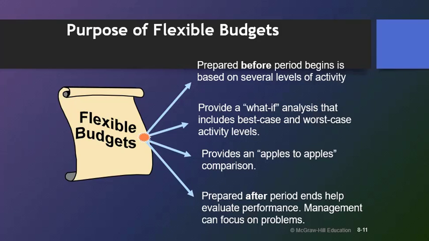A flexible budget prepared after the period ends can help evaluate performance. It's somewhat of an apples to apples comparison because budgeted activity level can equal the actual activity level. And the comparison of actual results with budgeted performance at the same activity level is more likely to reveal the real causes of any variances. Managers can then focus attention on the problems resulting in unfavorable variances and some opportunities resulting from the favorable variances.